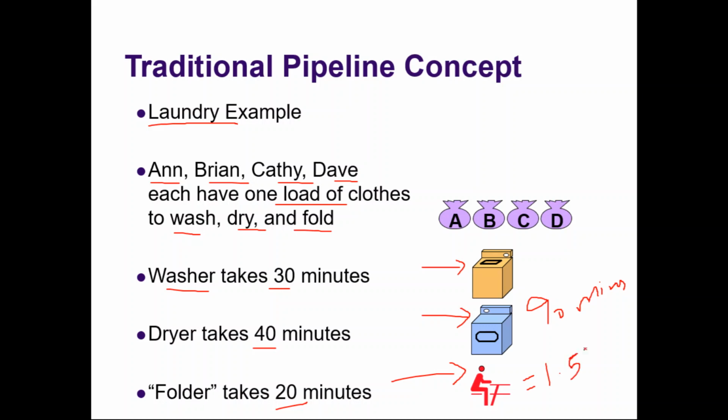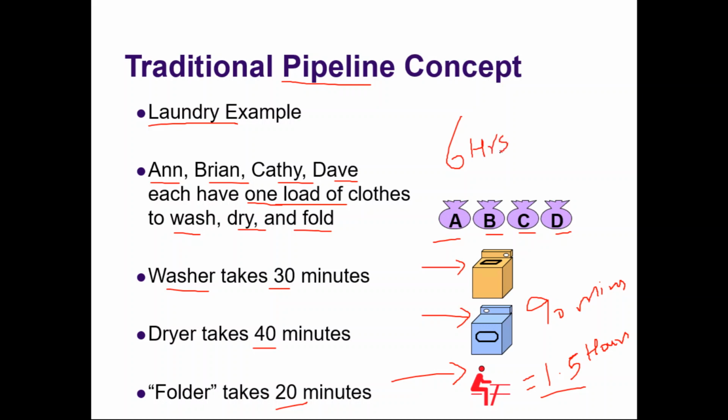Now there are four loads of clothes, four persons, so each has one load of clothes. If this task is done sequentially without pipelining, how many hours will it take totally for all four loads? For one load it takes 1.5 hours, so two loads take 3 hours. For four loads it will take 6 hours.